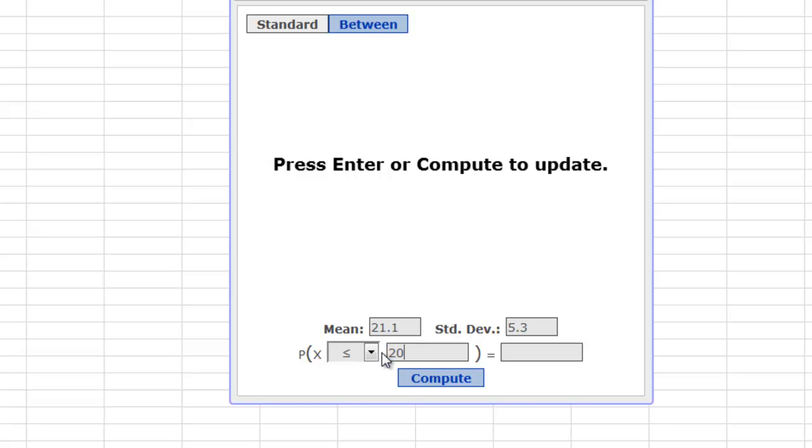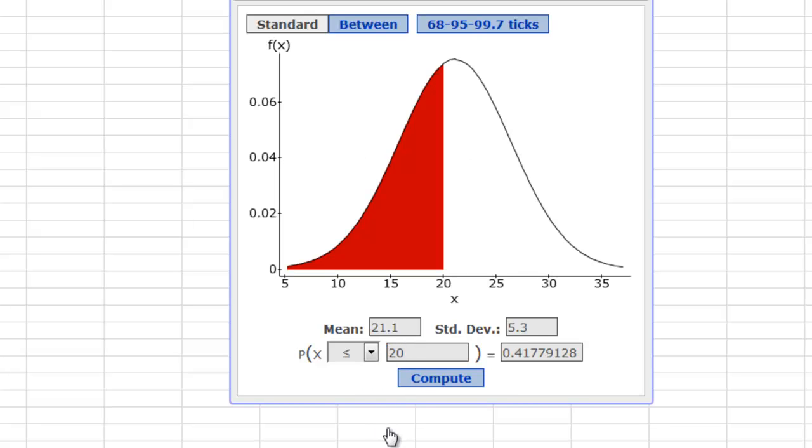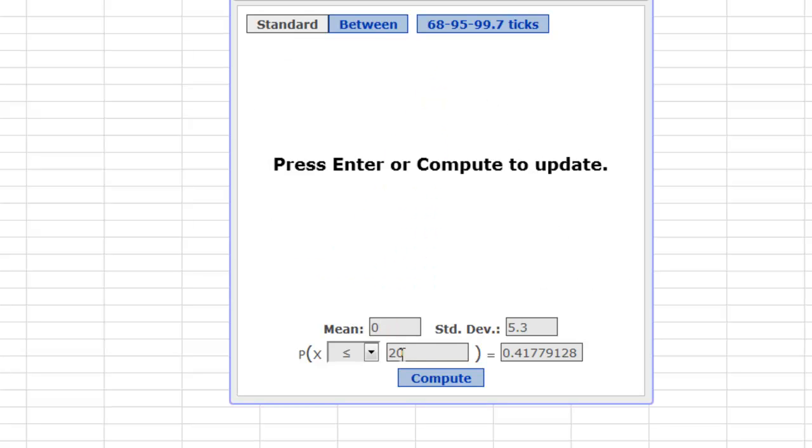I could type 20 in here and hit compute, and there you go. That would actually tell me the percent less right here. I suggest not doing that. I suggest always leaving this as 0 and 1. And the reason why is because when you need to get critical values, when you hypothesis test, you want this to be 0 and 1. So I think it's just good practice to leave it that way.